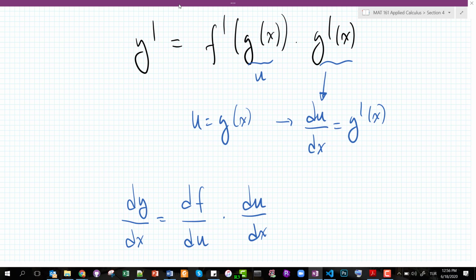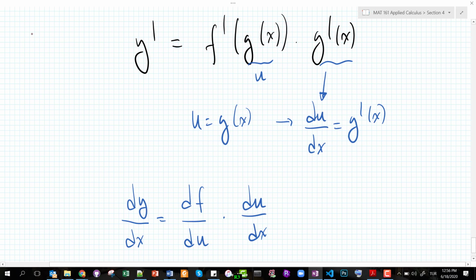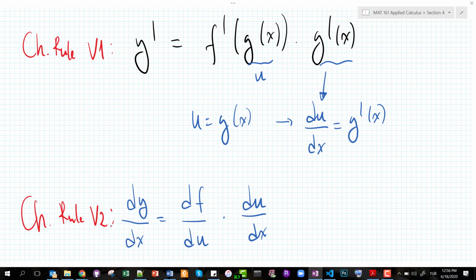So what I can say is that I have two versions of the chain rule. Chain rule version 1. Chain rule version 2. You may prefer either of them, and you can use either of them. Sometimes using the notation in version 2 is going to be better for some questions. So keep in mind, whenever you see these two rules, they are the same, they are the chain rule, and you need to use them for composite functions.